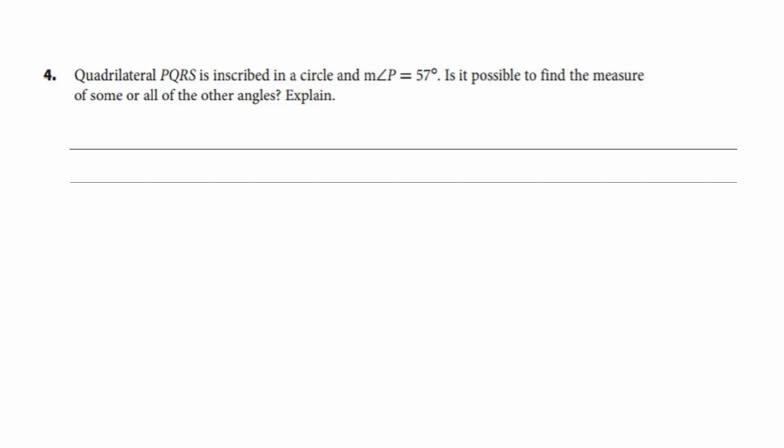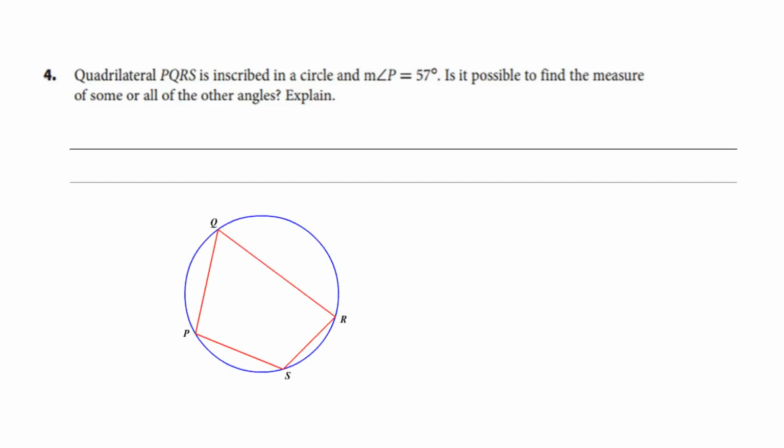Number 4 says a quadrilateral PQRS is inscribed in a circle. So I want to see a picture. So there's my circle, and there is a four-sided shape inside that circle, and it's labeled PQRS. Go ahead and do so now. Like in your packet, label it, draw it out, and unpause. I'm sure you did that.